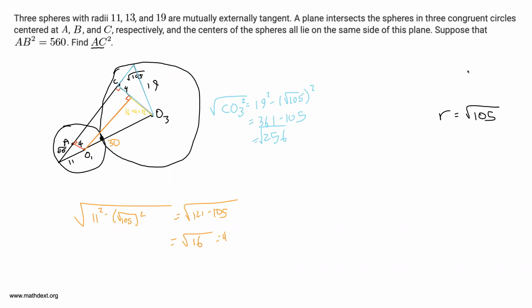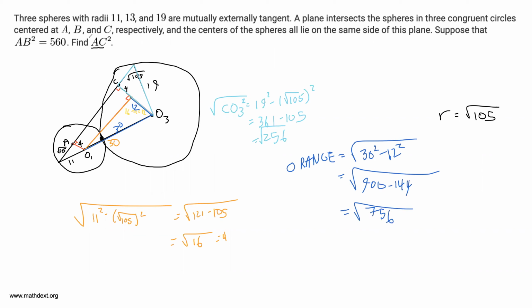Okay, now we're almost at the end because we have a way to find this orange segment. We take this right triangle, which I'm going to highlight in blue. This right triangle has hypotenuse 30 and leg length 12. So the orange segment is equal to the square root of 30 squared minus 12 squared, which is equal to the square root of 900 minus 144, which is equal to the square root of 756. So AC squared is equal to root 756 squared, which is equal to 756. And we are done.